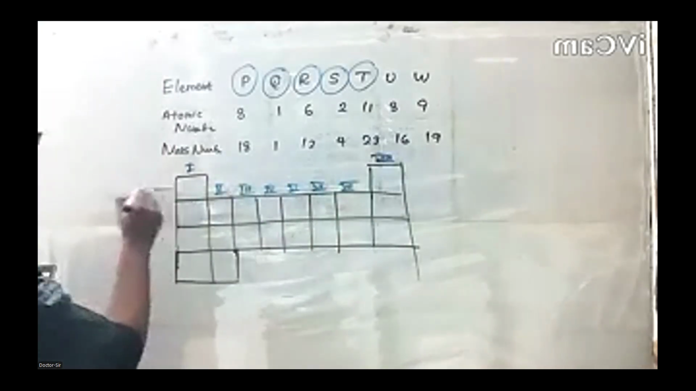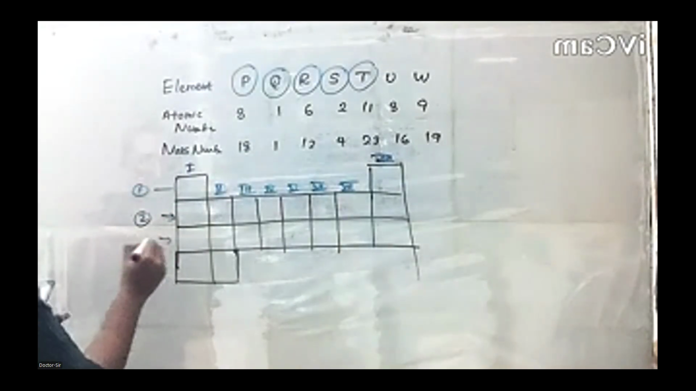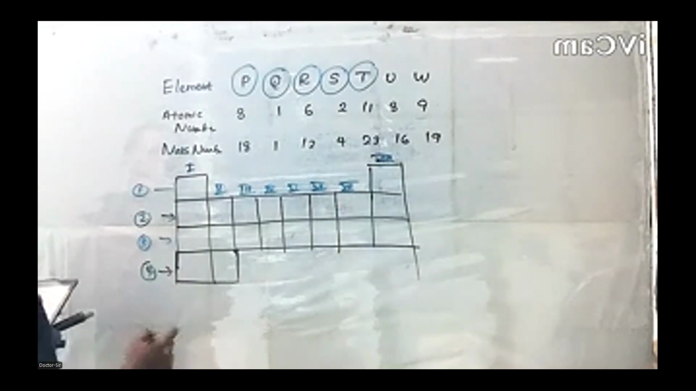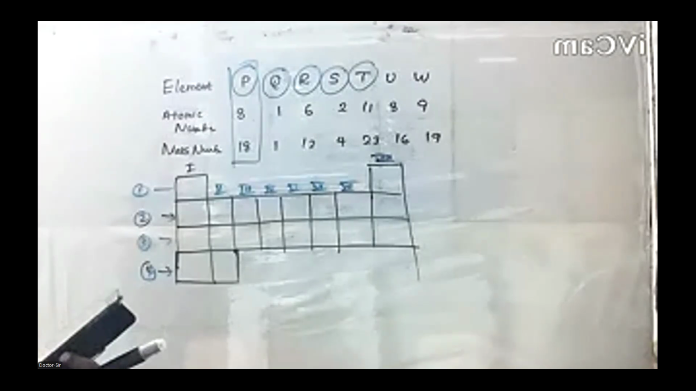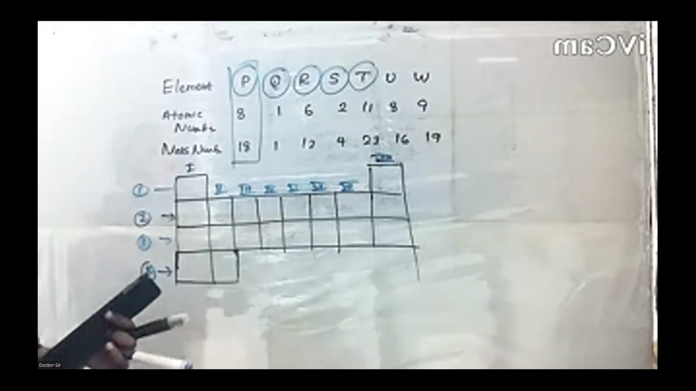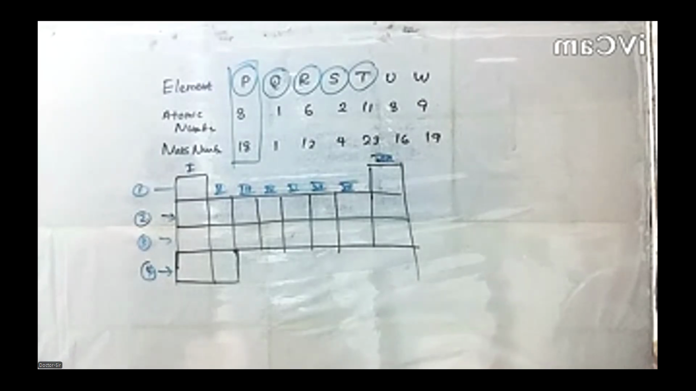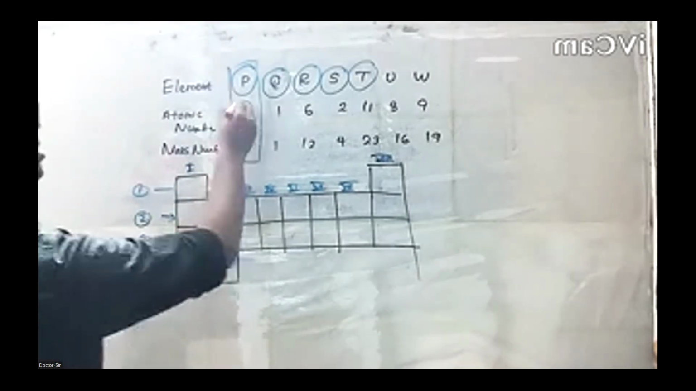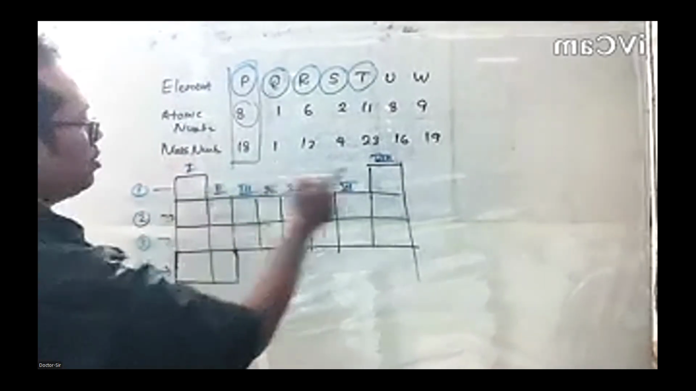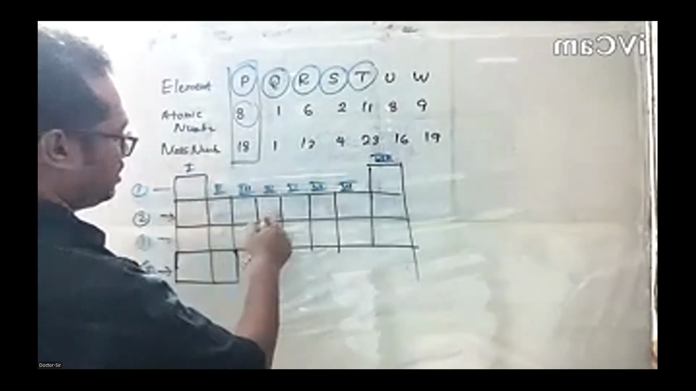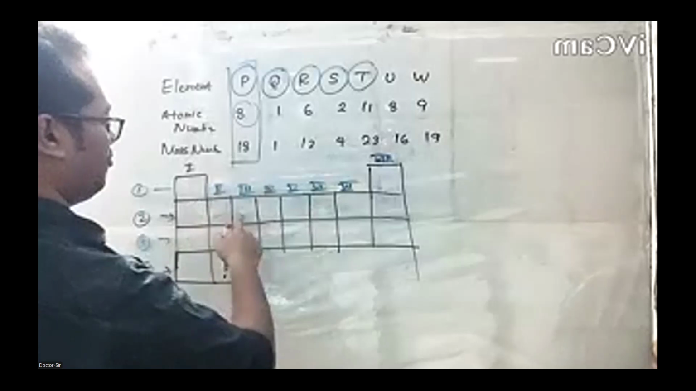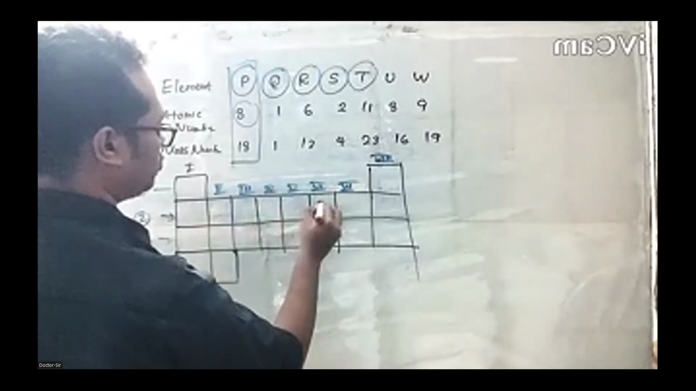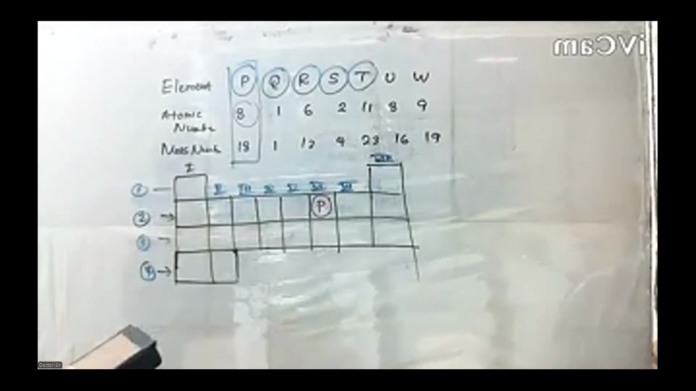These are period 1, period 2, period 3, and period 4. Okay, so what is this P? Where do we have to mention this P? Atomic number 8. 8 means it contains how many electrons or protons? 8. So atomic number 8 means we can count 1, 2, 3, 4, 5, 6, 7, 8, 9. So P should be here.